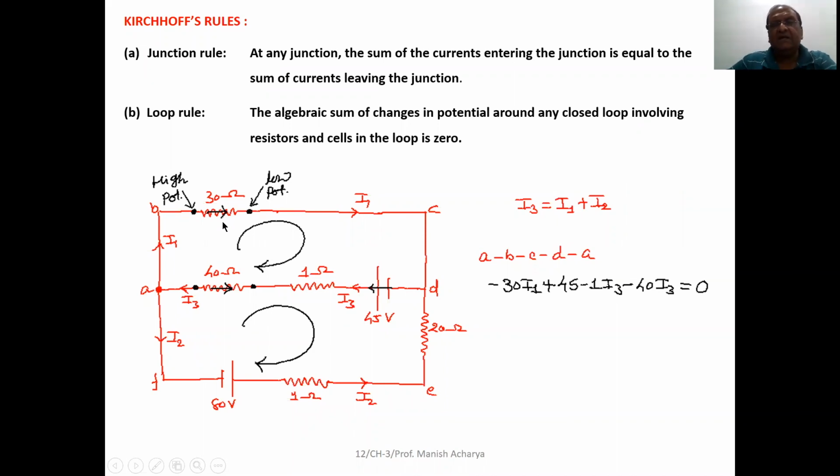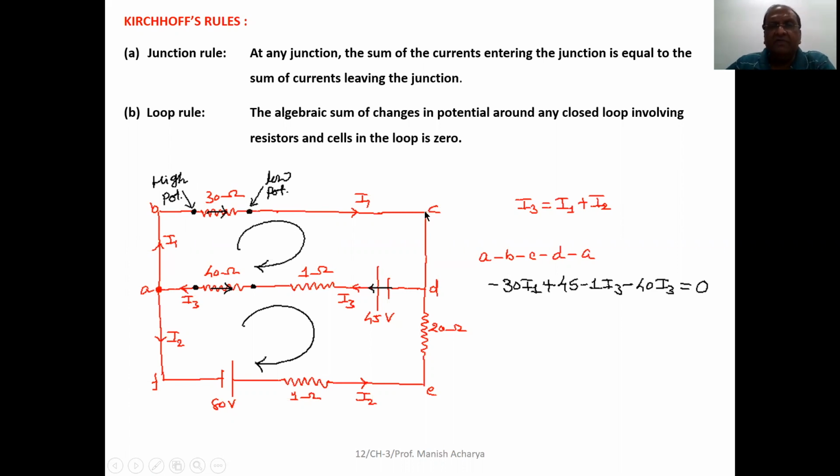Now when current I1 is flowing through this 30 ohm resistance, then between the two terminals of this 30 ohm resistor, the potential difference as per Ohm's law, we can write V equal to IR. So the potential difference is 30 I1. Later on we will discuss these positive and negative signs.